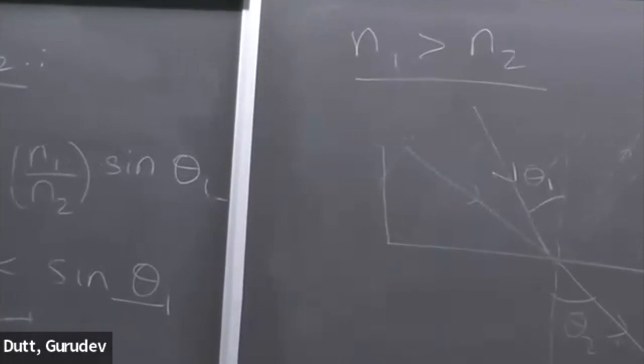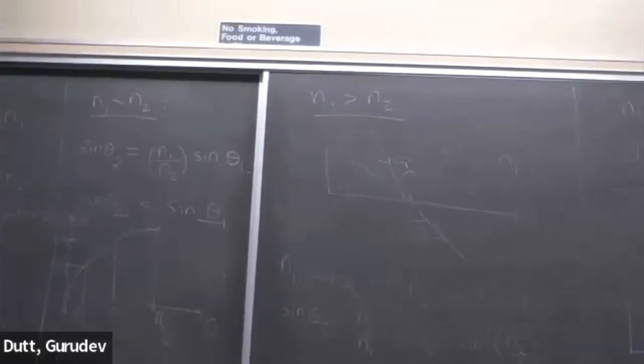So if I'm over here observing with my eyes, then the rays of light appear to be coming from an object which is raised relative to the original object, which is over here.